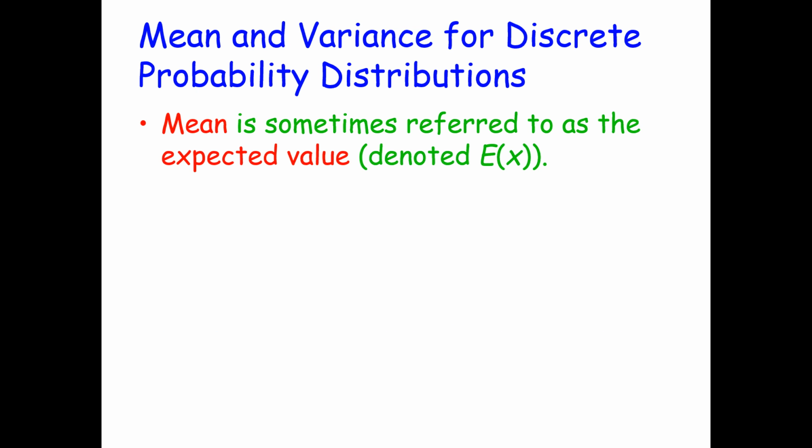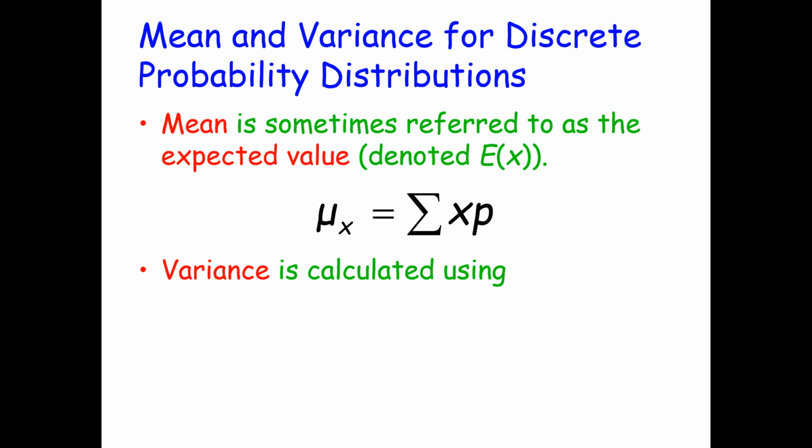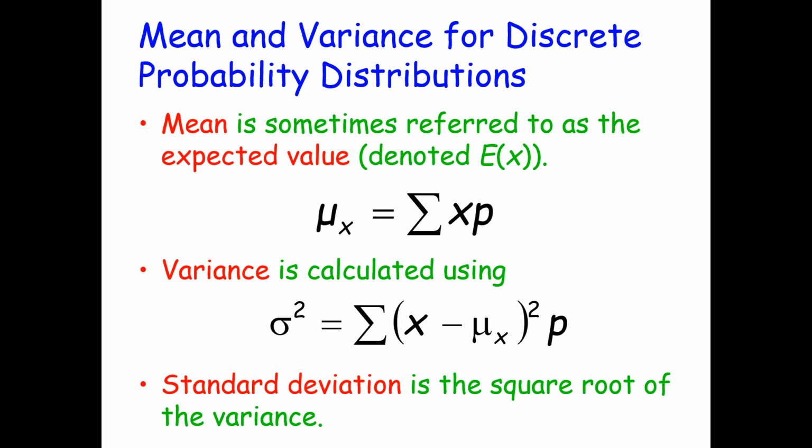Mean is sometimes referred to as the expected value, denoted by E of x. So we have mu sub x equals the sum of x times p. Now variance is calculated using sigma squared equals the sum of x minus mu sub x quantity squared times p. The standard deviation is the square root of the variance.